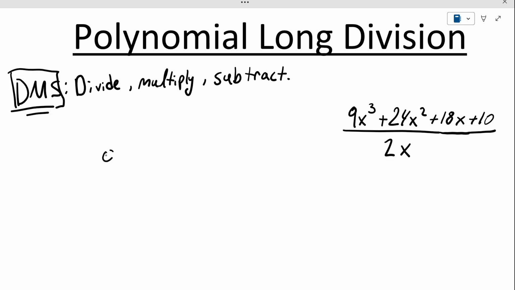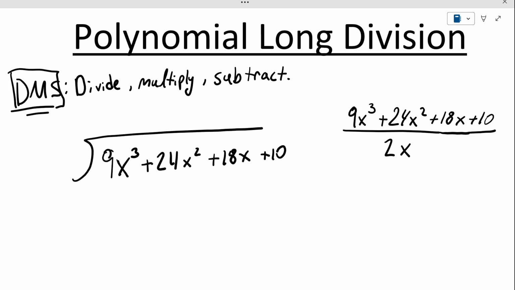Our first example, we have 9x cubed plus 24x squared plus 18x plus 10. And that's going to be divided by 2x. Now up here I have DMS, and this stands for divide, then multiply, and then subtract. Our first step is to divide. Now we have to divide 9x cubed by 2x, and this just leaves us with 4.5x squared.